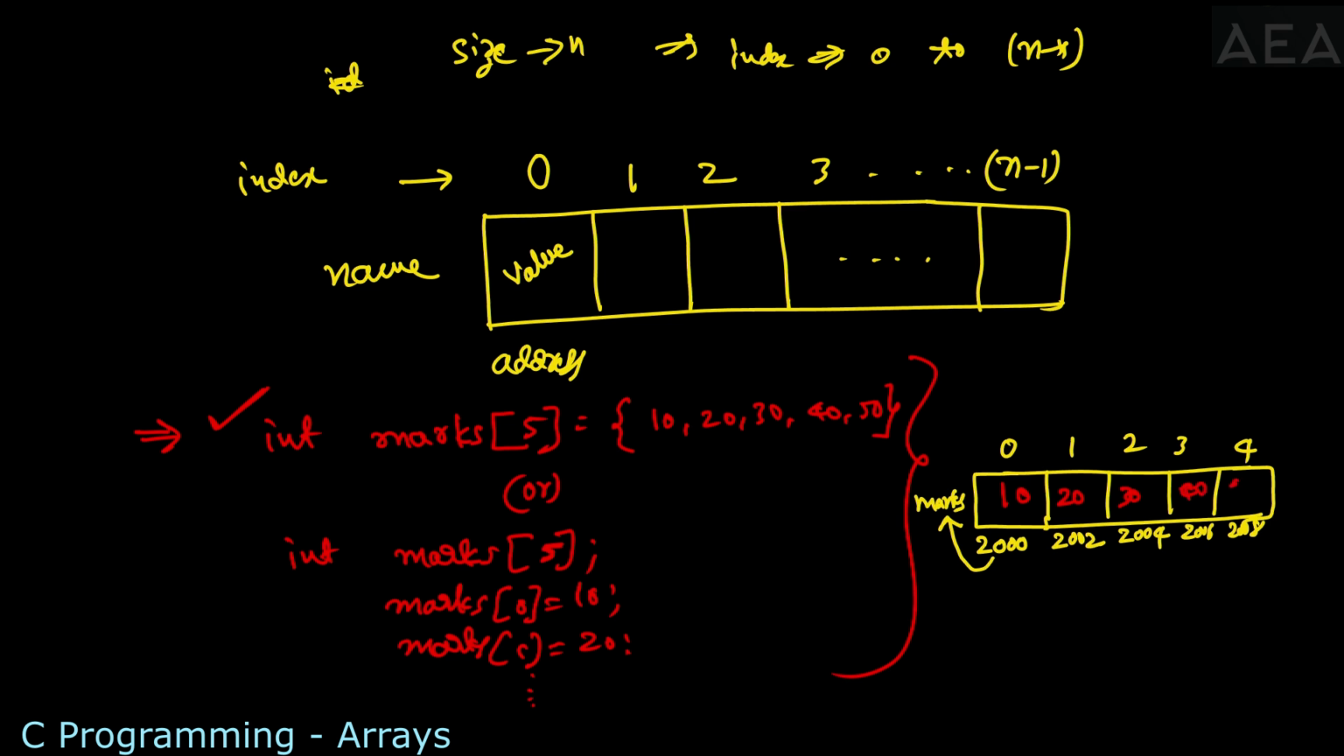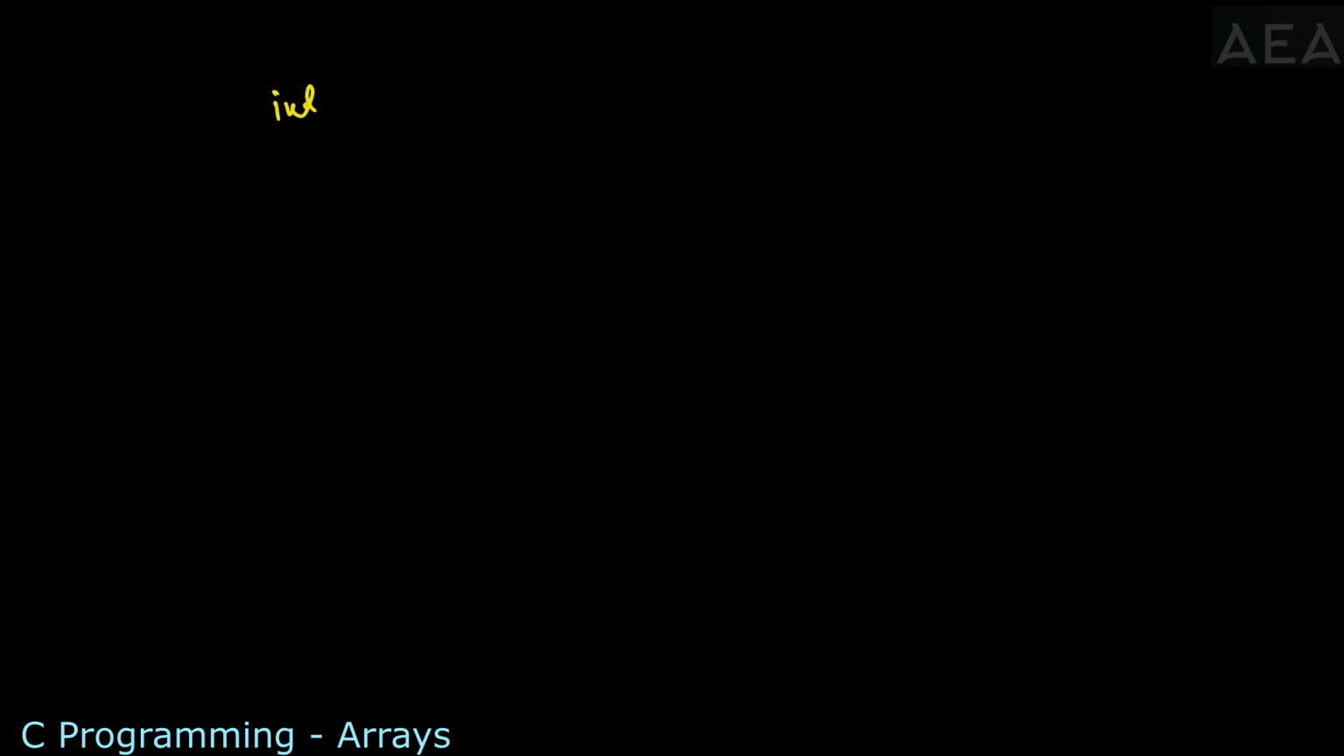Now I want to read the 30 directly. So we can read 30 directly like this: write the array name and here write the index position. So if you want 30, write 3 within the brackets. First of all, I am writing a simple program: int main.